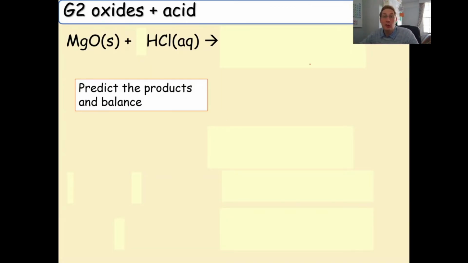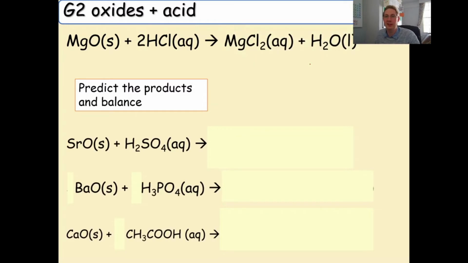Something that you will have known from key stage 3 is the reaction of metal oxides and metal hydroxides with acids. Hopefully it comes as no surprise to you if you react magnesium oxide, a base, and hydrochloric acid. Acid and base makes a salt, magnesium chloride and water. Predict the products and balance.